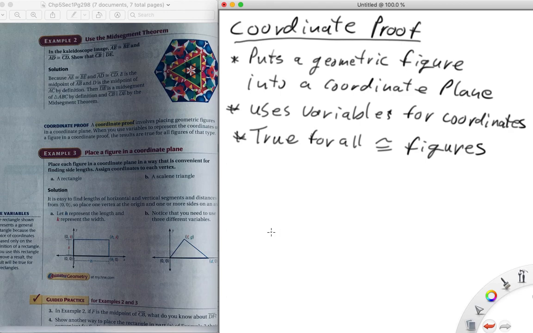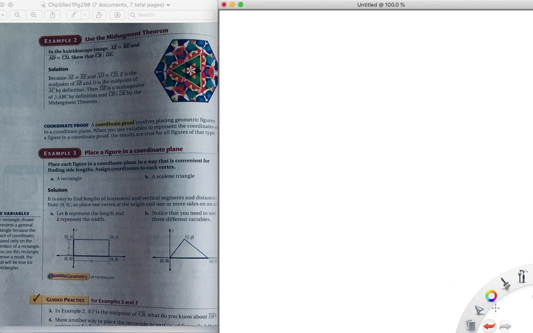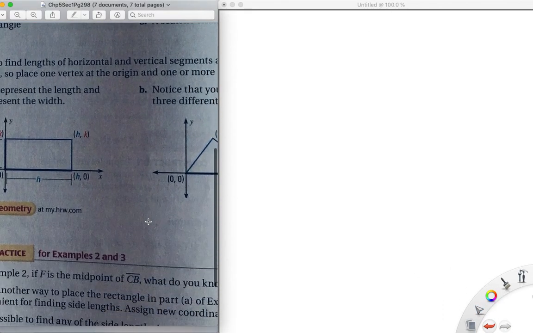Okay. So coordinate proof puts a geometric figure into a coordinate plane, something like a triangle, square, rectangle, etc. Instead of numbers for coordinates, we're using variables. The reason we're using variables is that it makes it true for any shape that's congruent or similar to the one that we've done. So, things that they show you here in the types of coordinate proofs, which is kind of helpful.